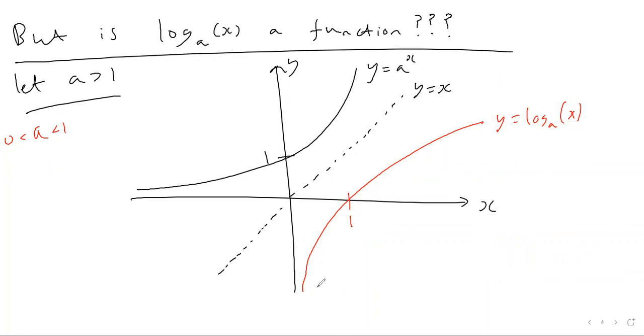So we've got basically a one-to-one function. For every input, you get one output. So it's a one-to-one function, and every one-to-one function has an inverse. So yes, it is certainly a function. We can say that this log base a of x is a function, and it's the inverse function of this a to the power of x function there.